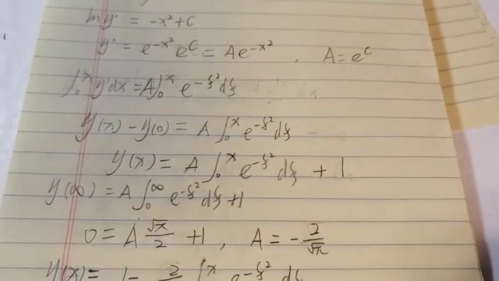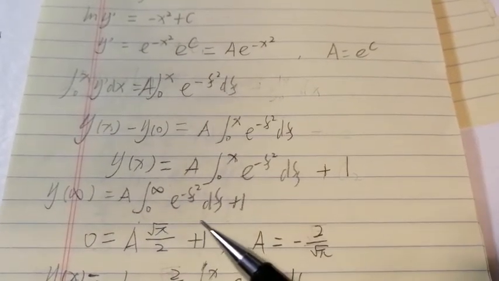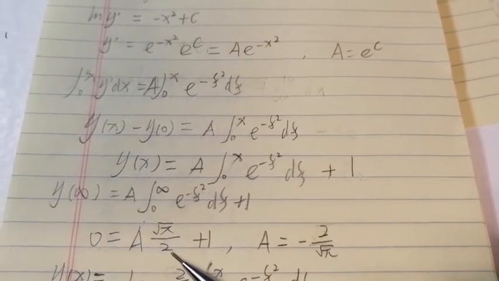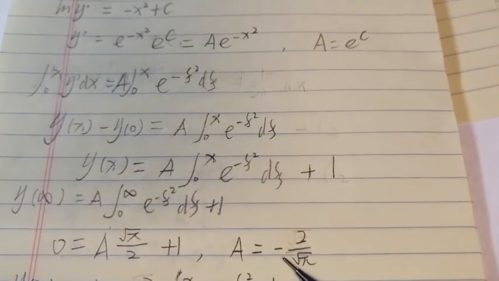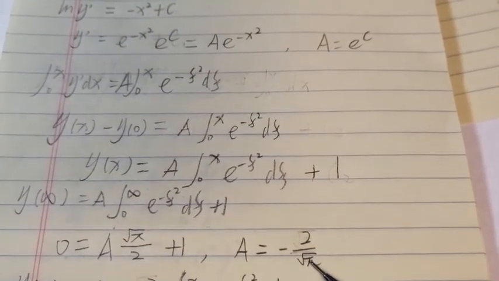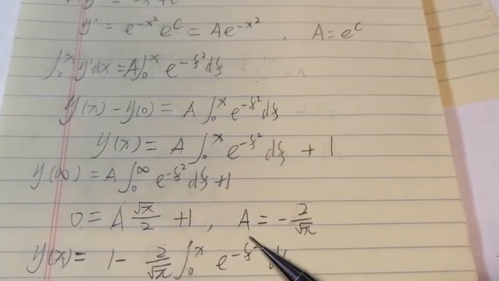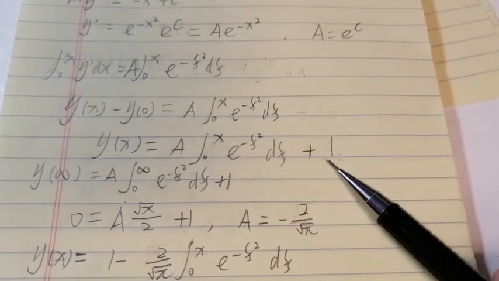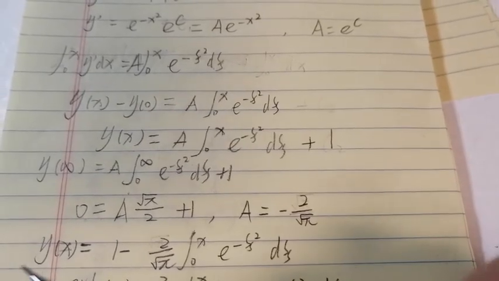So by doing that, we know this integral must equal square root of pi divided by 2, and we know a equals negative 2 divided by square root of pi. And by doing that, we can put a into this function, and we have this function.